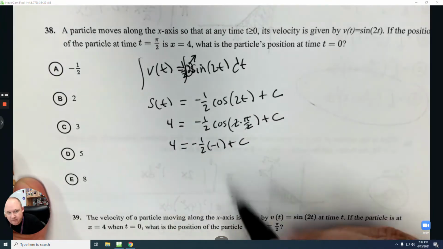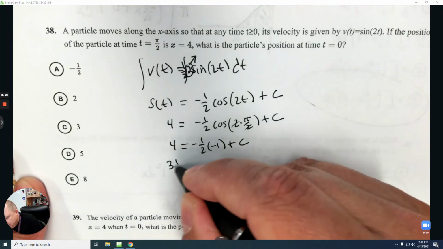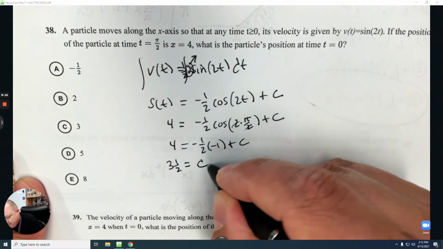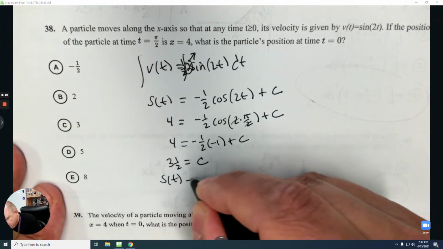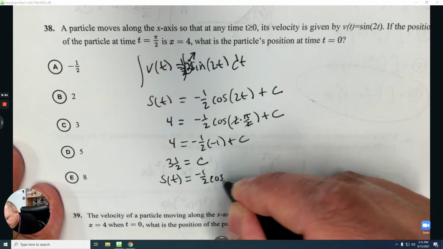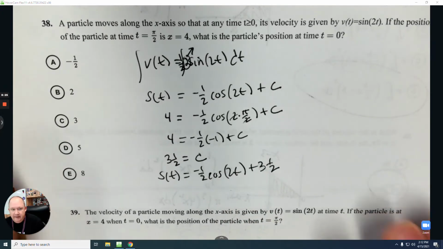So I'm going to solve this. A negative times a negative is +1/2, but when I subtract it, it becomes 3.5 on the other side. So now my equation is this: -1/2 cosine 2t, and then my constant is 3.5.